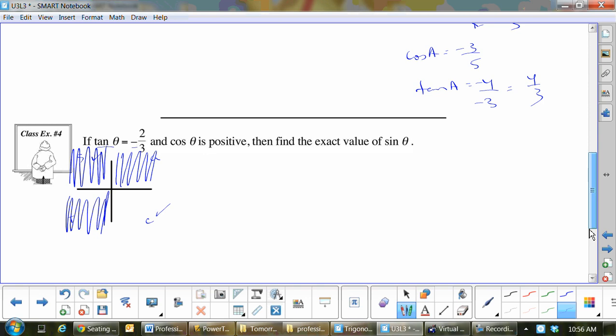But you have to translate. And you need to know the language to be able to translate. And if you don't understand the CAST rule, and you don't understand how the tan and cos ratios work, you're not going to get this one. Then it said find sine theta. Okay?